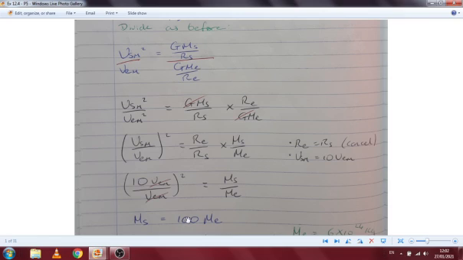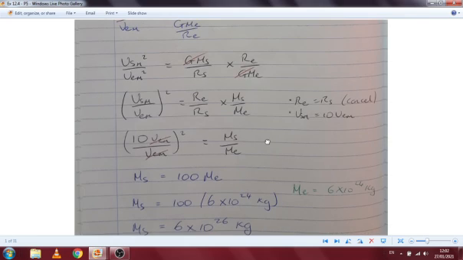I square 10 to get 100, and I multiply both sides by M_e, so it's 100 times the mass of Earth is equal to the mass of Saturn. So then I know from earlier that the mass of Earth is 6 by 10 to the 24 kilograms, so I can substitute that in. So it's 100 times heavier than Earth. It's 6 by 10 to the 24 times 100, which gives me 6 by 10 to the 26. So that's a way to show that the mass of Saturn is 100 times the mass of Earth.